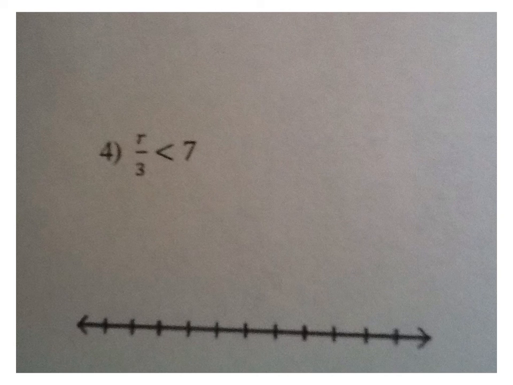Alright, for this problem, I have r being divided by 3. So in order to undo division by 3, I'm going to need to multiply both sides by 3. So I'm going to multiply both sides by 3. Those 3's cancel out. So I'm going to have r is less than 21.